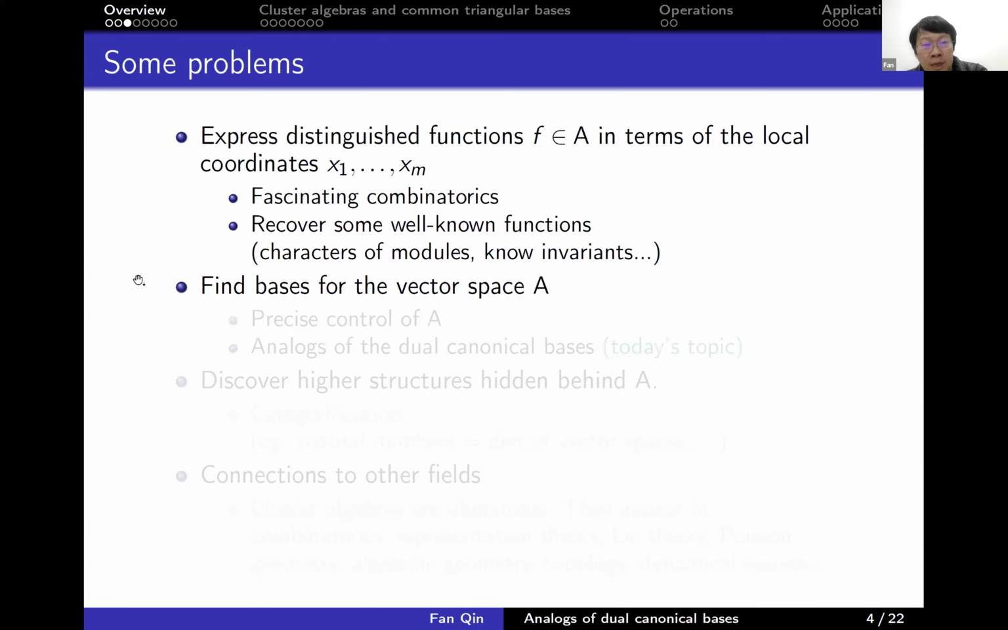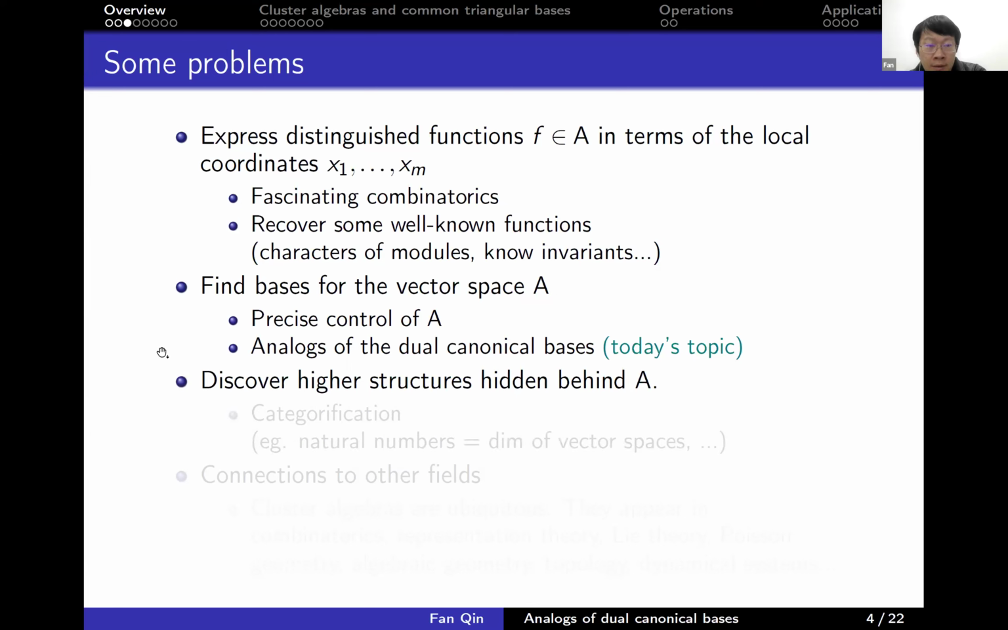And also, because the algebra is a vector space with a multiplication, it is natural to ask for a basis of this vector space. This is a very natural and fundamental problem. Once you have a basis, you have precise control of the size of this vector space. Usually, this is infinite dimensional. And then this will allow you to solve many problems. And moreover, this is today's topic. We are looking for some very special bases called analogs of the Dual Canonical basis, which arise from Lie theory.